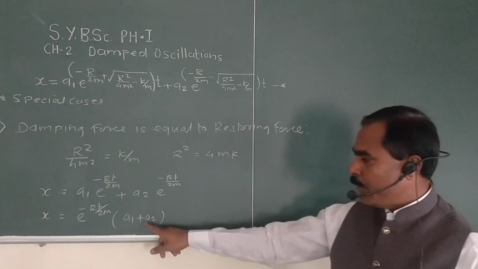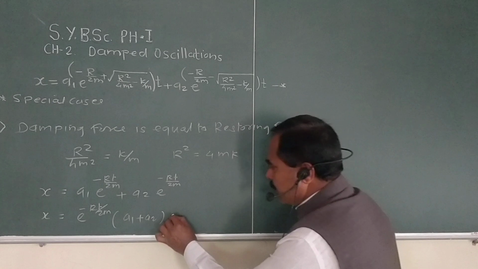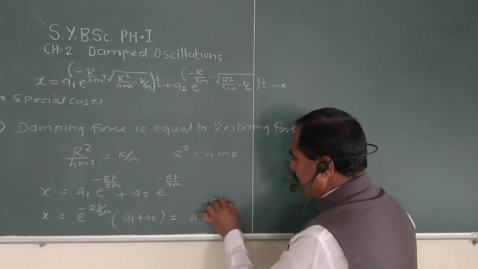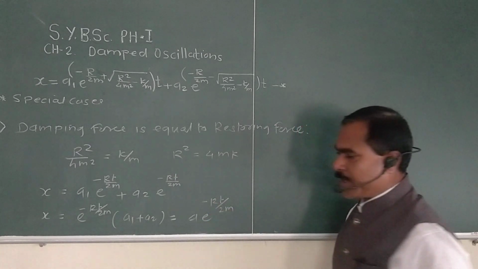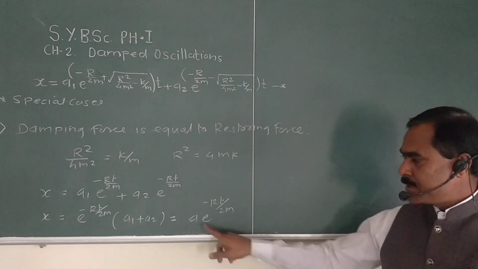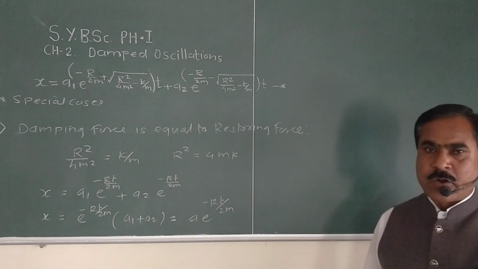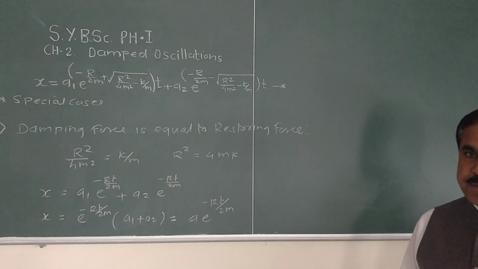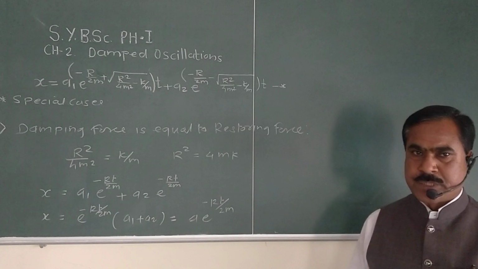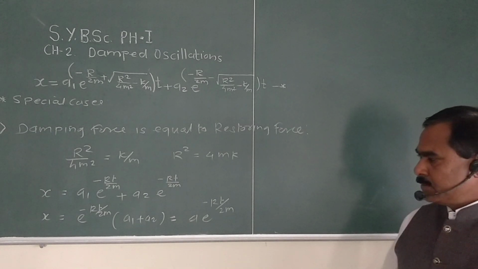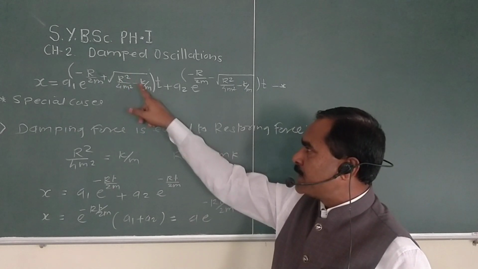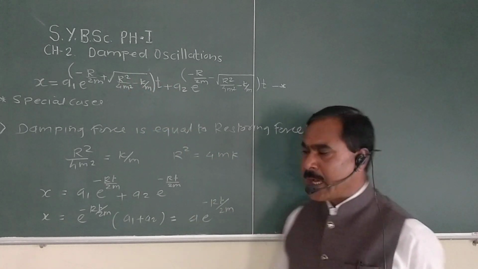So we put a1 plus a2 as a, then we get this equation as x equals a e raised to minus rt upon twice m. Now this equation contains only one constant, that is a. So this cannot be a proper solution of the differential equation. So in order to obtain a proper solution, we have to substitute the term, that is root of r square upon 4m square minus k by m, equal to, say, small r.